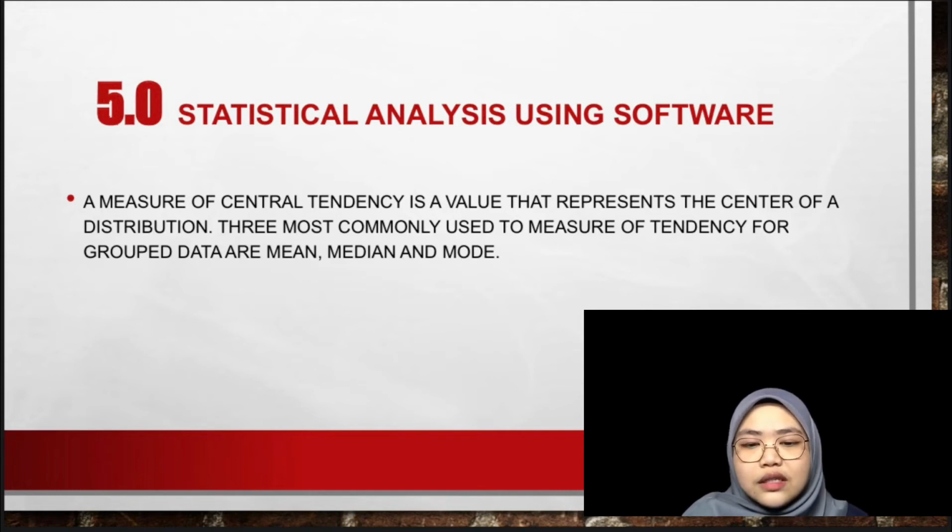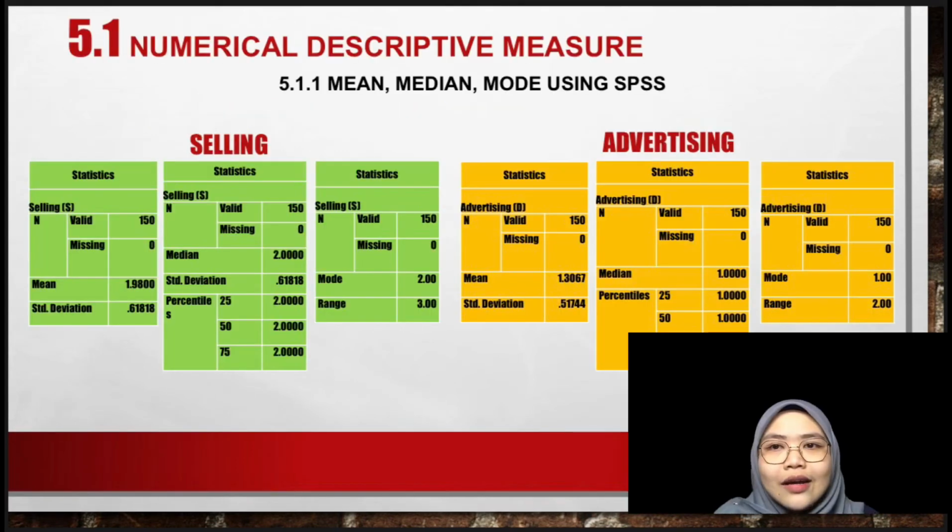Next is statistical analysis using software. A measure of central tendency is a value that represents the center of distribution. The three most commonly used measures of central tendency for grouped data are mean, median, and mode.